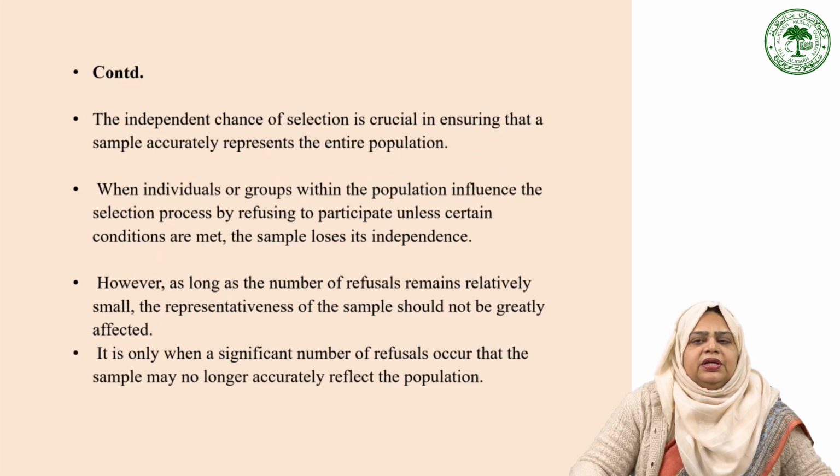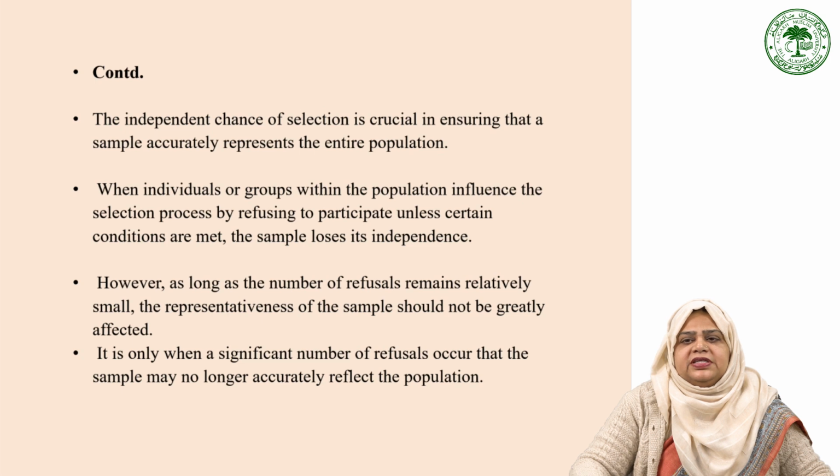So, when we are doing a research, it is important to ensure that the sample chosen should be representative of the entire population. This means that each individual in the population has an equal chance of being selected. However, there are situations where the idea of independent selection cannot be compromised. For example, if a group of friends is being sampled and one person refuses to participate because their friends were not chosen, then the sample is no longer independent.